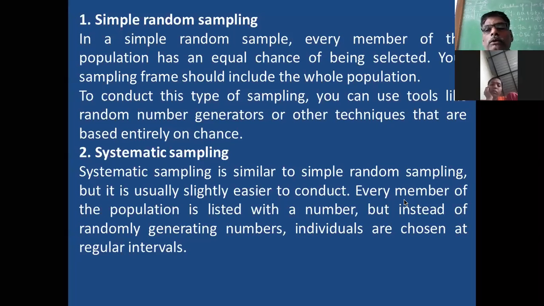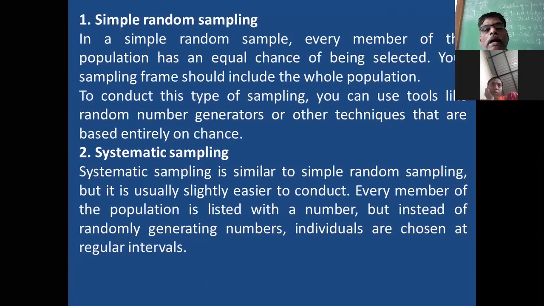I'll tell you the example. 80 students are there and 80 students are having the roll numbers. Okay. You want to select 10 students out of 80 for your study purpose. 10 students you are going to select. How to select those 10 students? Okay, you write serial number 1 to 80.